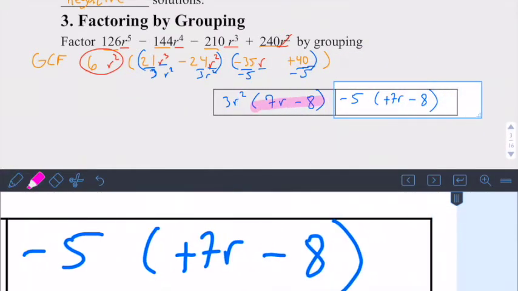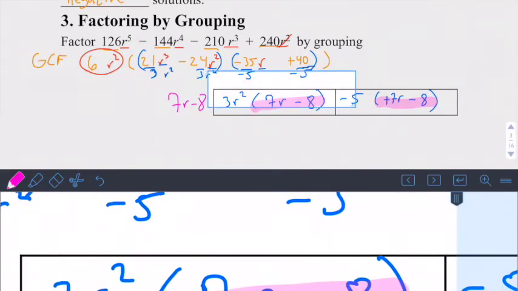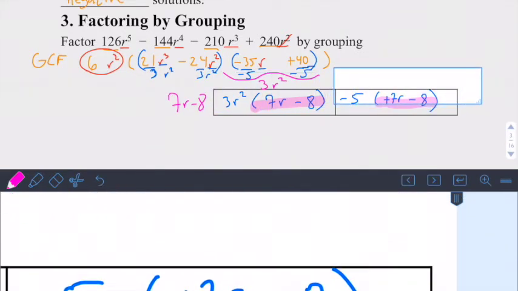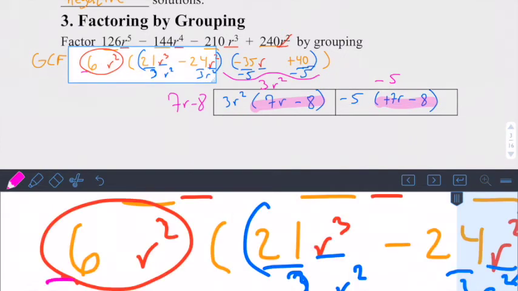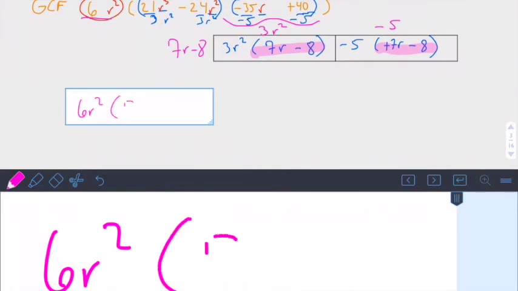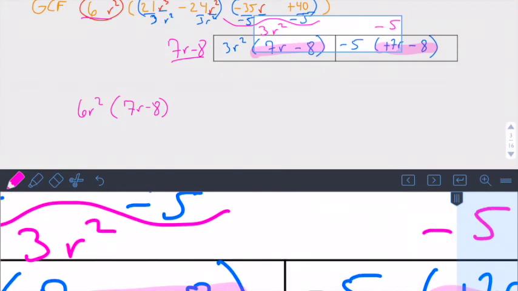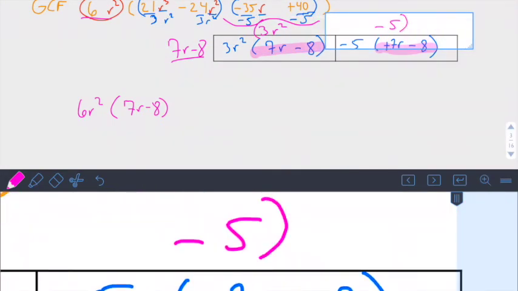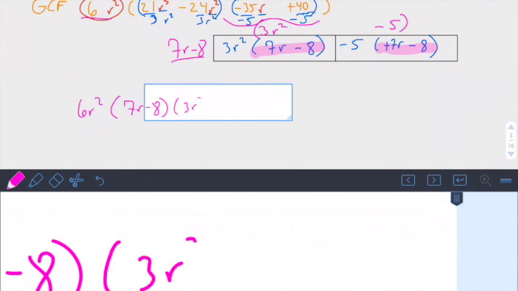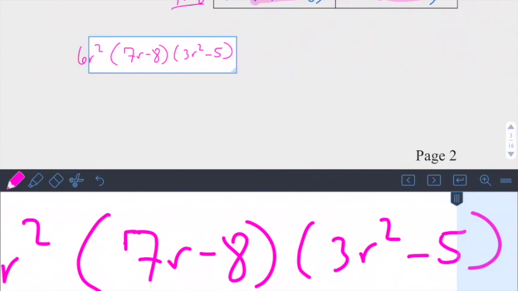So now we can divide out this 7r minus 8 from both terms. And don't forget about our 6r squared. So we have 6r squared outside. And we have 7r minus 8 from here. And then we have 3r squared minus 5. And for now, I'm not going to make you finish solving that, but I will eventually.